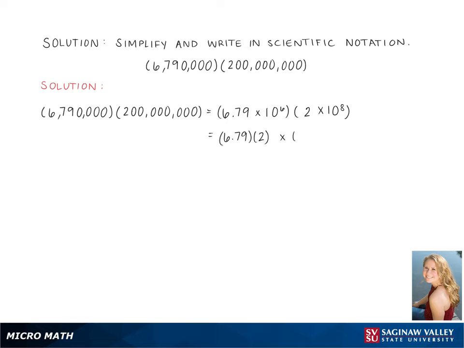Now we need to multiply the coefficients and the exponents. Doing so gives us 13.58 multiplied by 10 to the 14th, as we just add those exponents. Now moving the decimal place over 1 to get us into scientific notation gives us 1.35 times 10 to the 15th as our final answer.